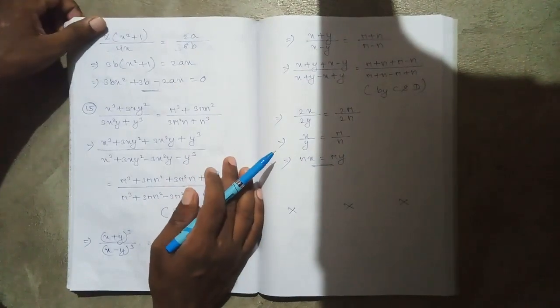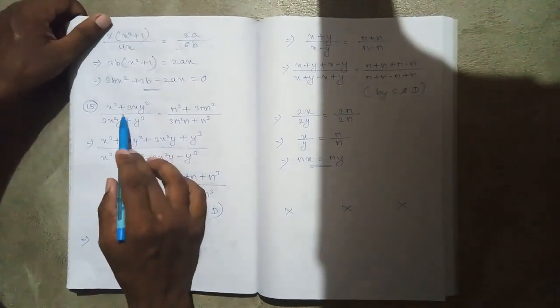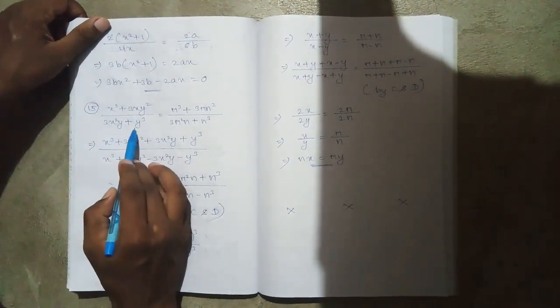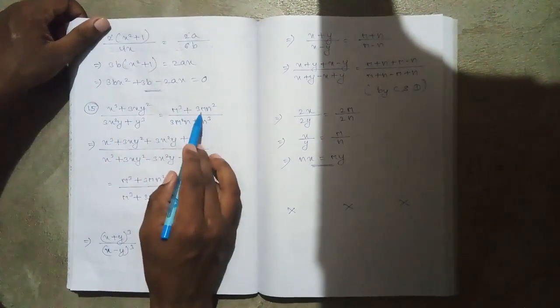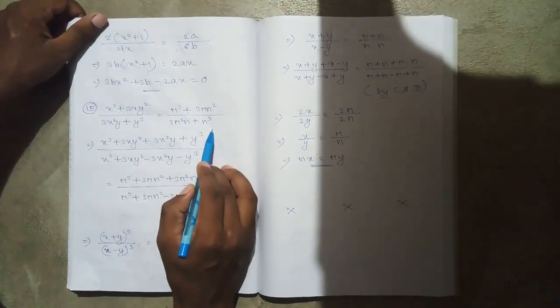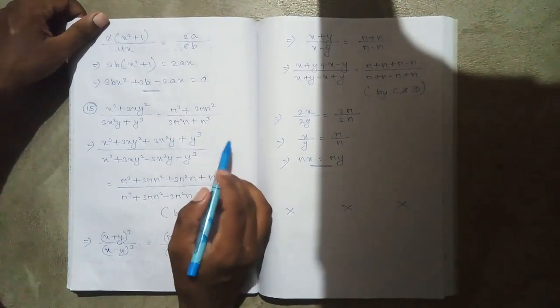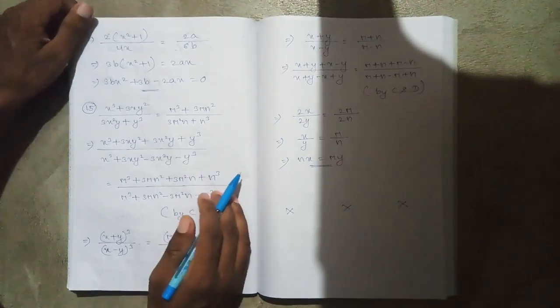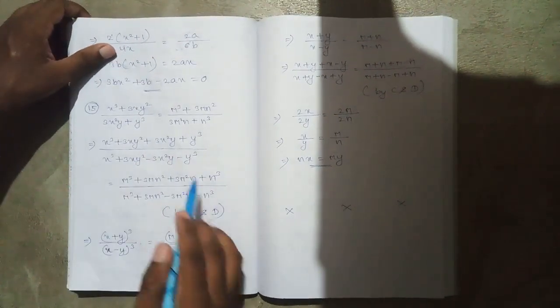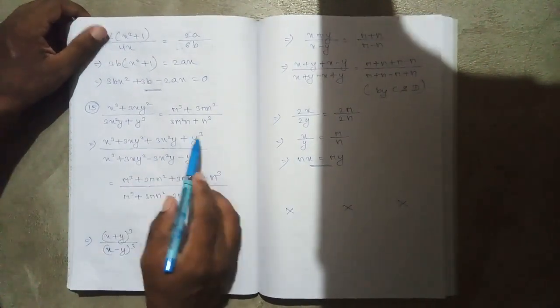Next, number 15. It is given that (x³+3xy²)/(3x²y+y³) is equal to (m³+3mn²)/(3m²n+n³), and we have to prove nx is equal to my. We have to prove that nx is equal to my. It is given in the question. Let us use C and D.